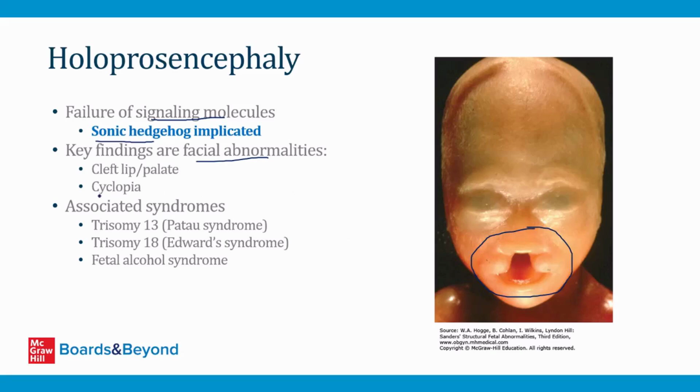You can also see cyclopia, which means presence of only a single eye. And I'll show you some pictures of that in just a second. Holoprosencephaly often occurs together with some other developmental syndromes. So for example, you can see it in trisomy 13, trisomy 18. You can also see it in children who have fetal alcohol syndrome. And beyond the facial abnormalities, the fact that the prosencephalon doesn't cleave normally often leads to other neurodevelopmental problems. So these babies can go on to have developmental delays and sometimes seizures.